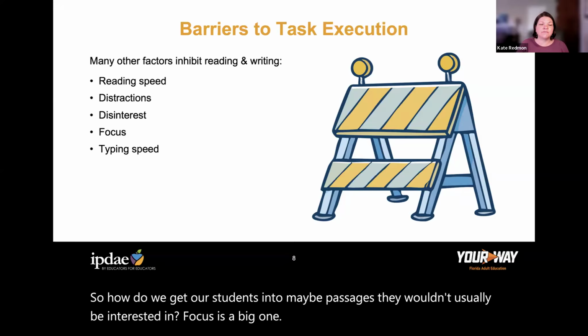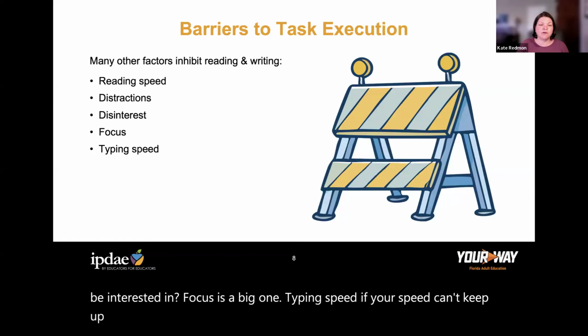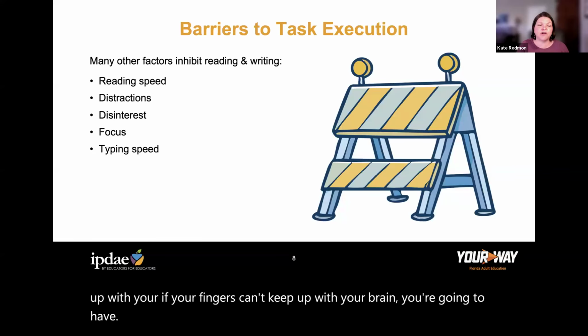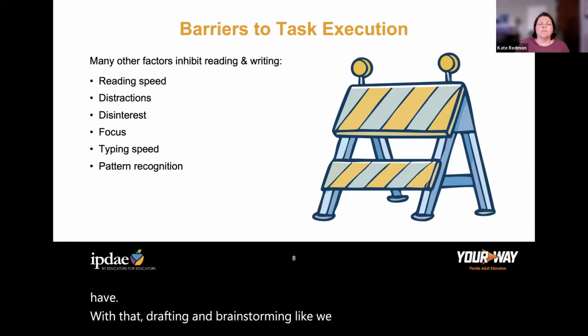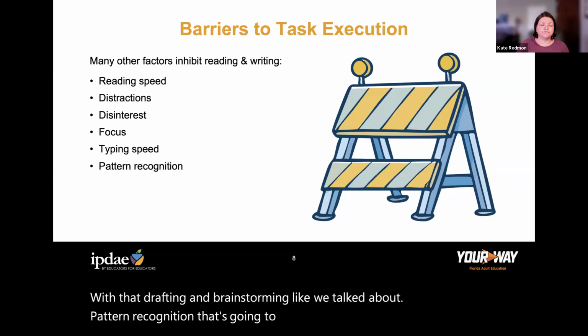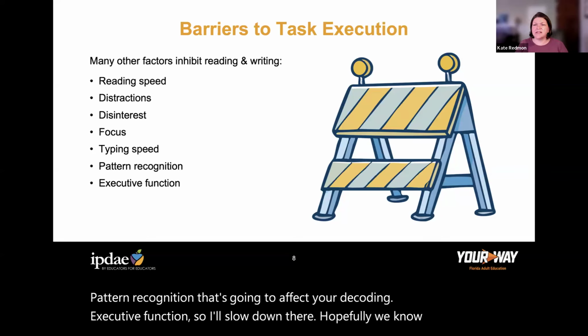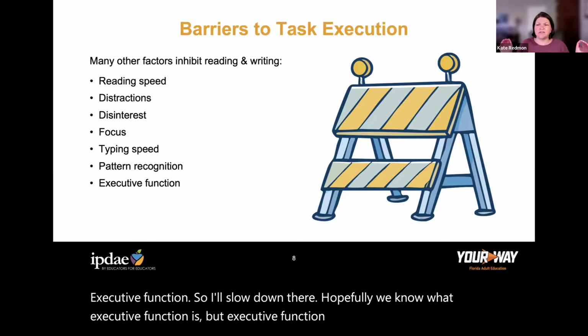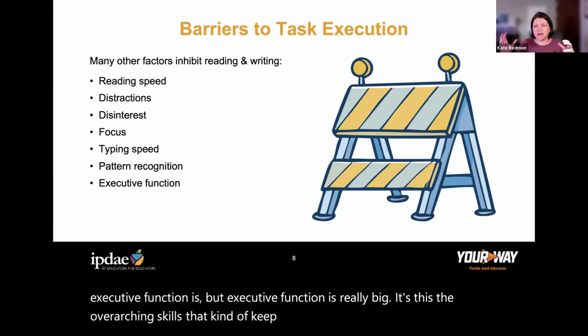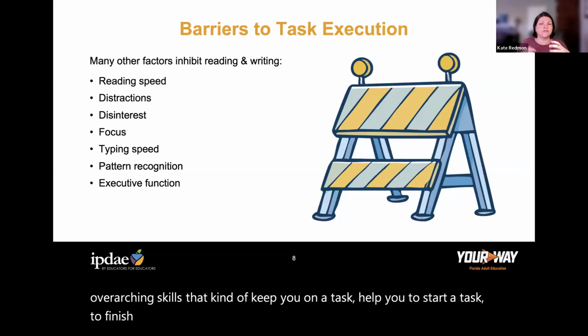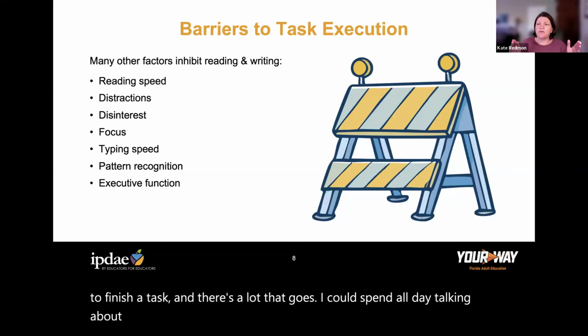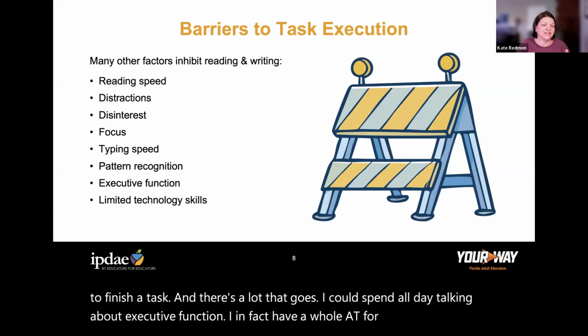Typing speed, if your fingers can't keep up with your brain, you're going to have trouble with that drafting and brainstorming like we talked about. Pattern recognition, that's going to affect your decoding. Executive function, so I'll slow down there. Hopefully, we know what executive function is, but executive function is really big. It's the overarching skills that keep you on a task, help you to start a task, to finish a task. I could spend all day talking about executive function. In fact, I have a whole AT for executive function presentation I do.